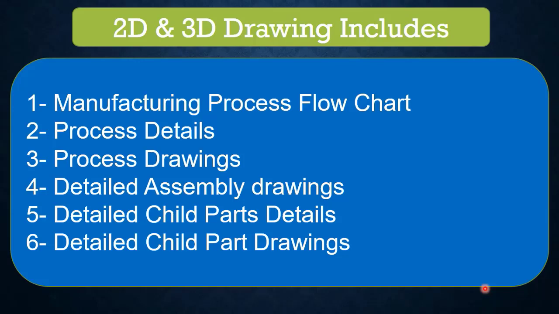Number 5, detailed child part details. We need to cover each and every child part for manufacturing them to get the die assembly. Every part detail is required for manufacturing, whether it is a small part or a bigger part. Without drawings we cannot achieve the accuracy level.